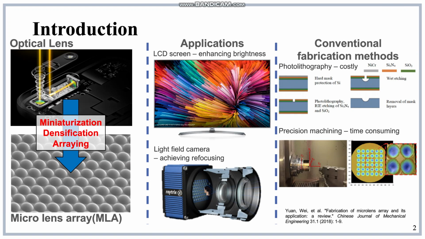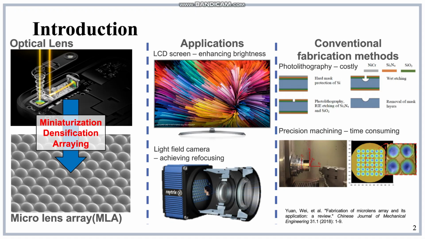Microlens arrays, or MLAs, are small lens structures arranged in a repeating pattern. They are used in LCD displays to improve brightness, in light field cameras to achieve refocusing, and in many other optical devices. Traditionally, making microlens arrays requires precision machining and photolithography. While effective, these methods are very time-consuming and costly.